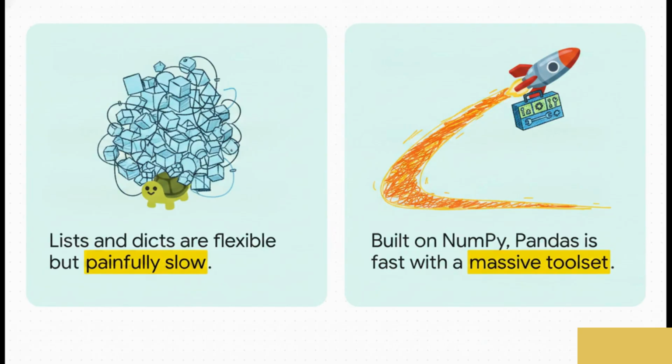If you try to use standard Python, say an endless list of dictionaries, sure, it's incredibly flexible, but when you start feeding it thousands or millions of rows, it becomes painfully slow. Plain Python completely lacks vectorized operations. That's the ability to process entire blocks of data all at once without writing those slow manual loops. Now, you could use basic NumPy arrays instead, which are incredibly fast, but they force you to use a single data type across the board. So Pandas is the ultimate solution here. It's built directly on top of NumPy, meaning it inherits all of that lightning-fast performance, but it provides a massive built-in toolset that lets you manipulate complex mixed data without writing endless manual loops. It's the best of both worlds.